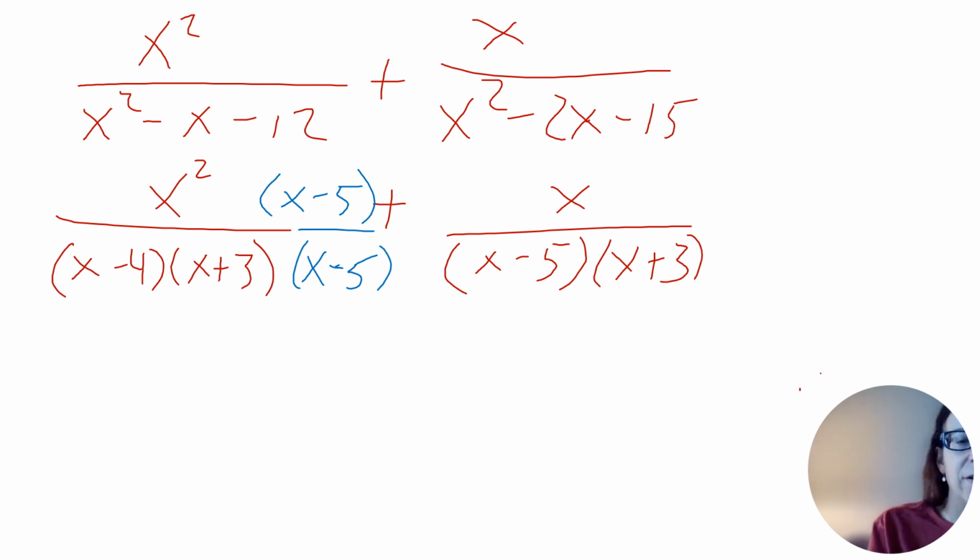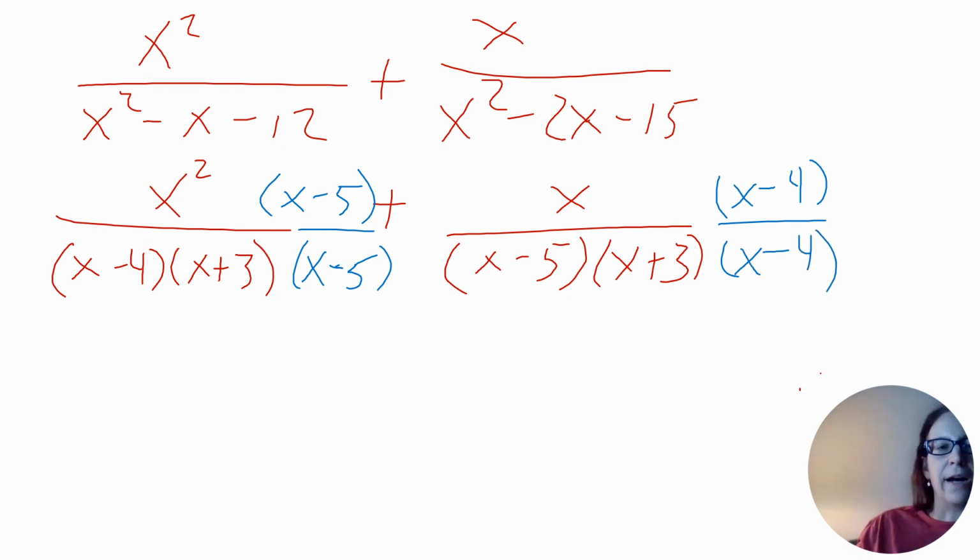Okay, and this fraction over here, this denominator, needs the x minus 4, and so this one gets multiplied by x minus 4 over x minus 4, which is equal to 1. All right, now from here it is a matter of, I guess, just multiplying stuff through.